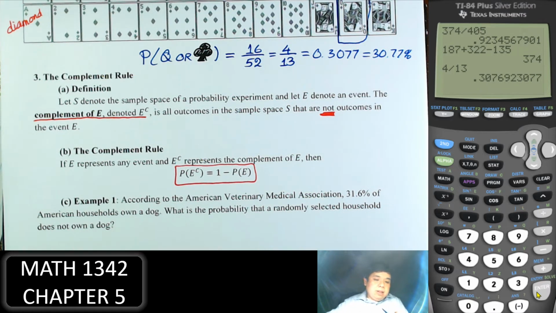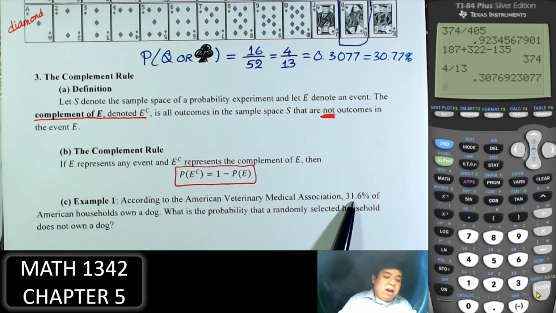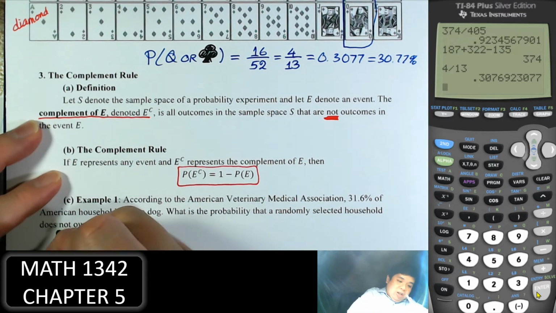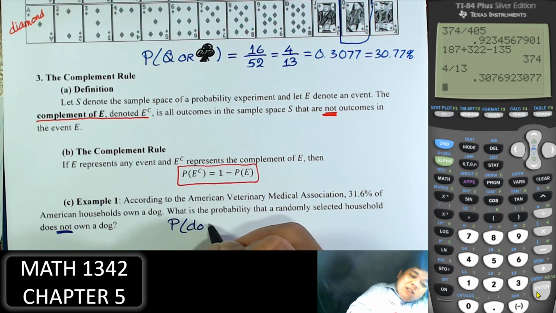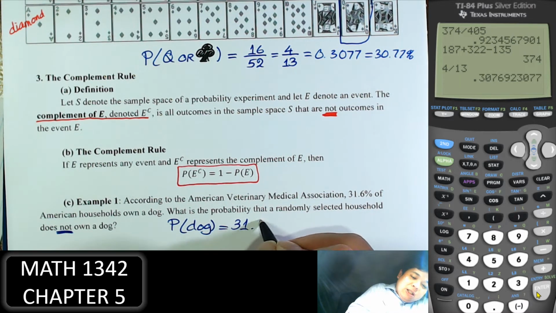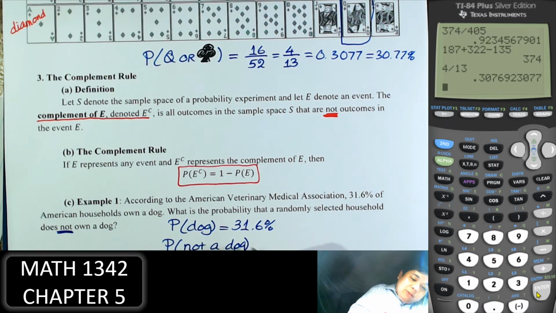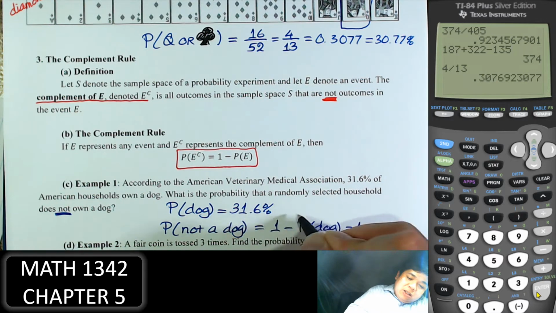Here's an example. According to the American Veterinary Medical Association, 31.6% of American households own a dog. Find the probability that a randomly selected household does not. So does not means not owning a dog. First, from the prompt, owning a dog is 31.6%. So by the complement rule, the probability of not owning a dog is 1 minus the probability of owning a dog. So we have 1 minus, I'll convert this to decimal.